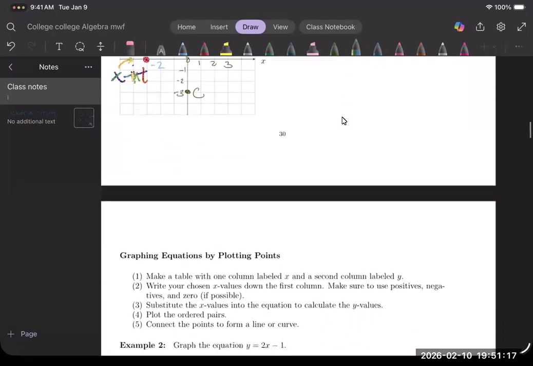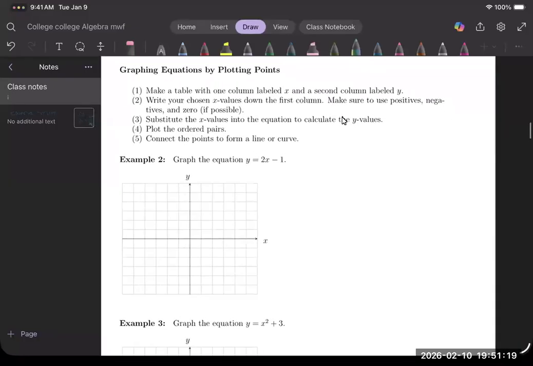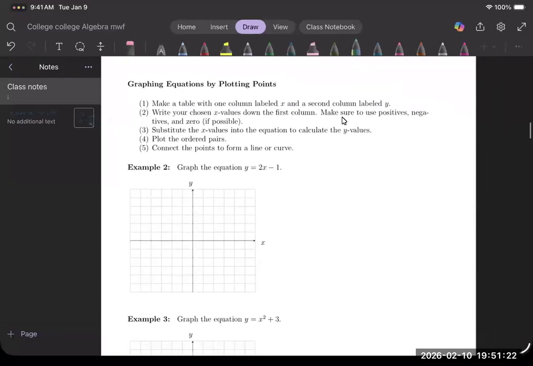Perfect. So graphing equations by plotting points. That's just how we start off in the beginning, like pretend you don't know anything. Basically what we're going to do is create a table with inputs and outputs. Step 1, make a table with one column labeled x and a second column labeled y. So again, you have your input, output.